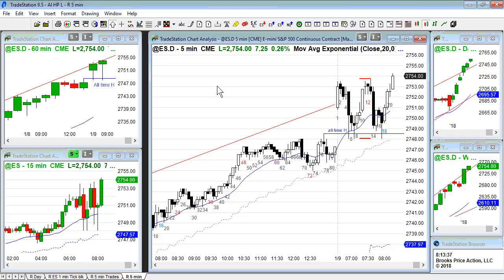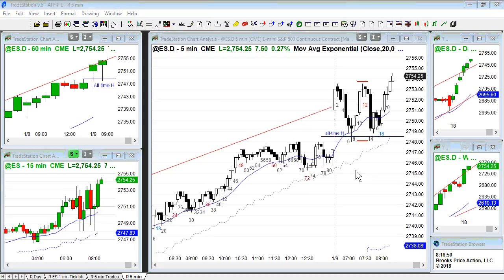Can you sell the high betting on an expanding triangle or a wedge top? I would not. I would wait to see if we start to go sideways. At this point, a breakout above the 18-bar range, 90% chance we're not going to go to a new low. And that means 90% chance of either a trading range day or a bull trend day.